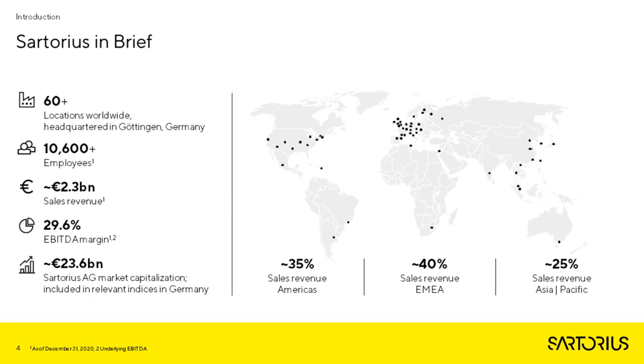So let's go ahead. Sartorius is an international partner for life sciences research as well as the biopharma industry. It's a multinational company, and we are located in 60+ locations worldwide. The headquarters is here in Göttingen in Germany. And as of December 2020, we were about 10,500 people with a worldwide sales revenue of about 2.3 billion euros.